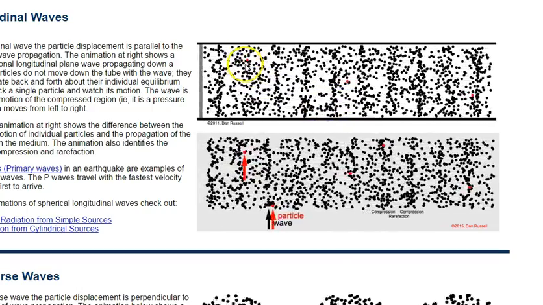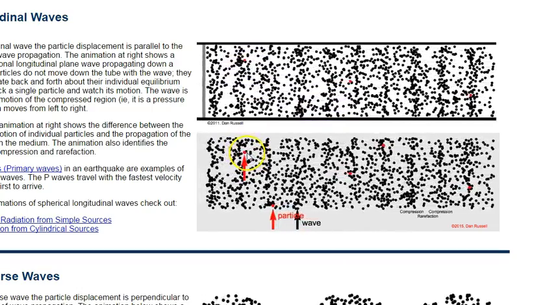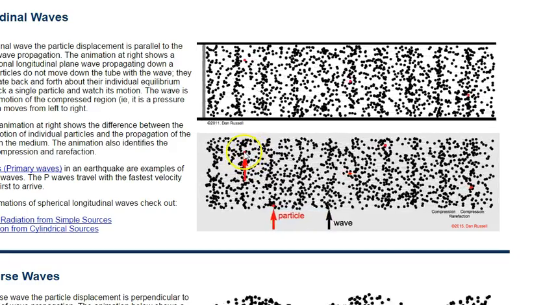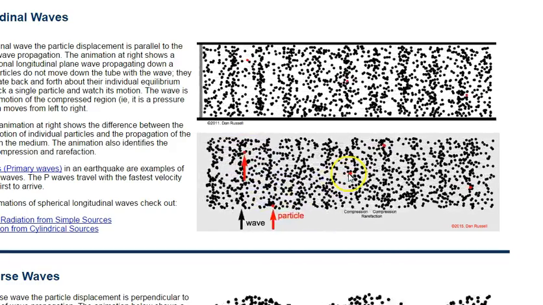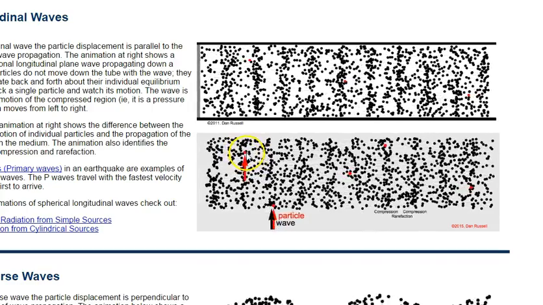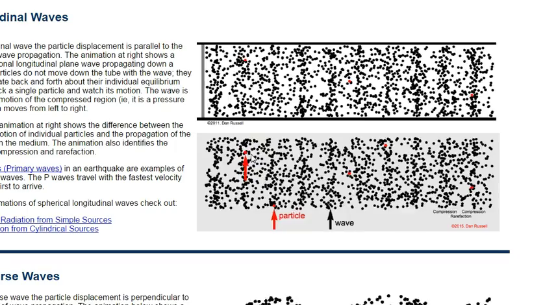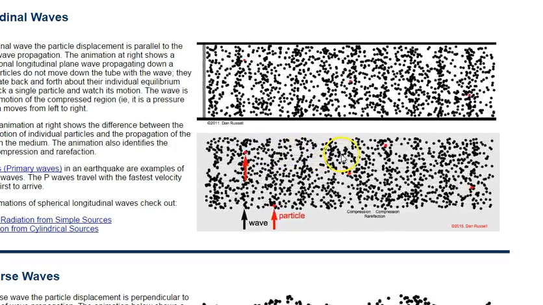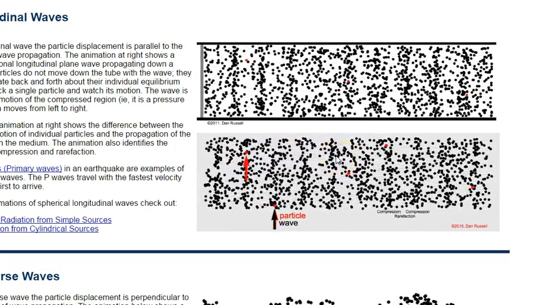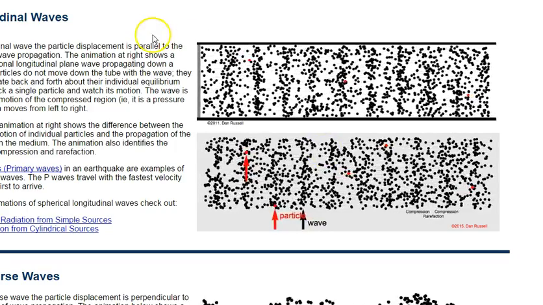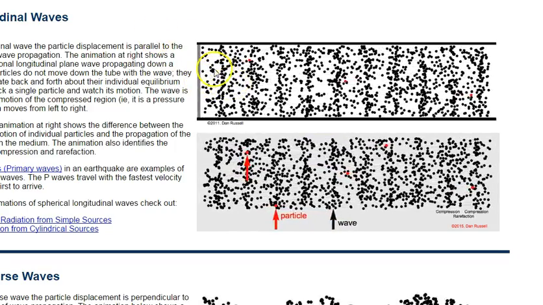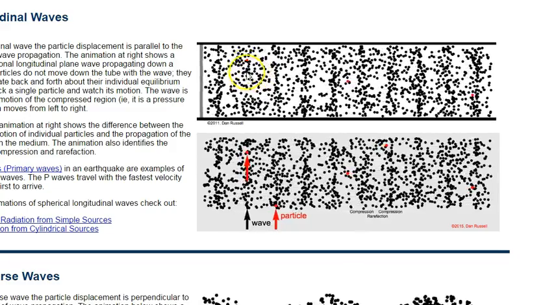Now, what's important to note, though, is that each particle, and so there's a red particle here, and a red particle here, and a red particle here, you can see each particle only oscillates back and forth around a rest position. It doesn't move along with the wave. This is the point I tried to make with the stadium waves, so hopefully you remember that. I could watch this all day. I think it's pretty hypnotizing, quite frankly.